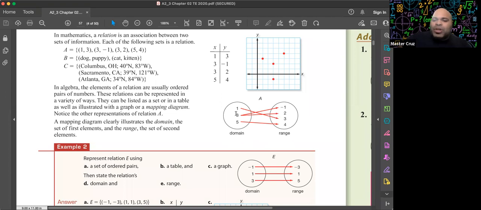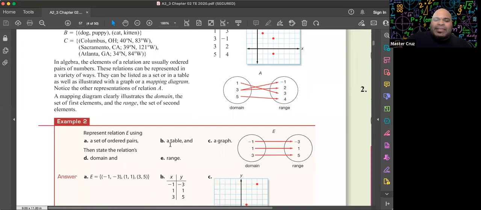So x values are the domain and y values are the range. X values are the input values, y values are the output values. Think about this as if you had a vending machine: you put in the money, that's the input value, and the output value is whatever you get out of it. So these three are the same.